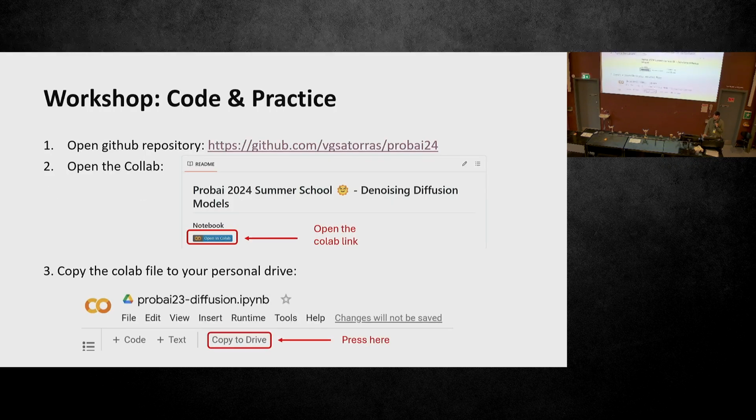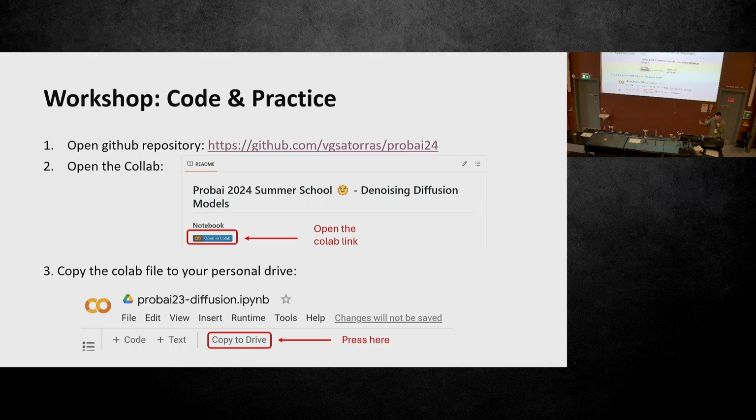For this, we have prepared a GitHub repository that links to a Colab. If you open this GitHub, github.com/Vichy-Satorras ProbAI 24, there you will find the link to the Colab. You open this, and once you have opened it, you will have to copy it to Drive so you can edit it, just following these 3 steps here in the slides. And then everything is self-explained.